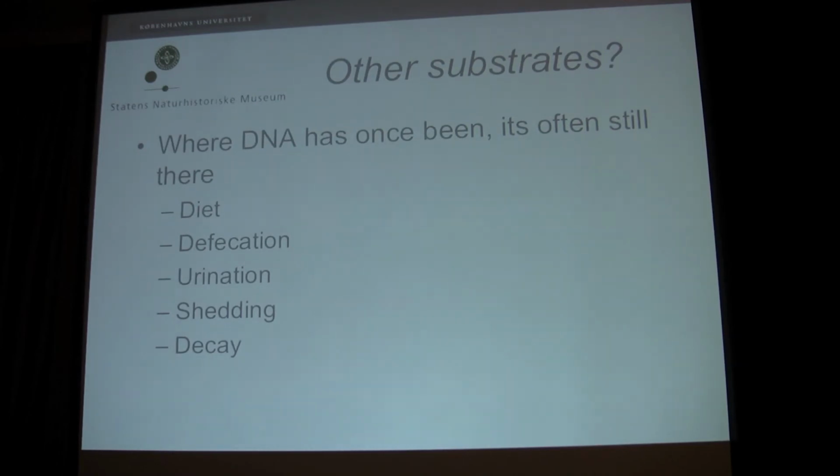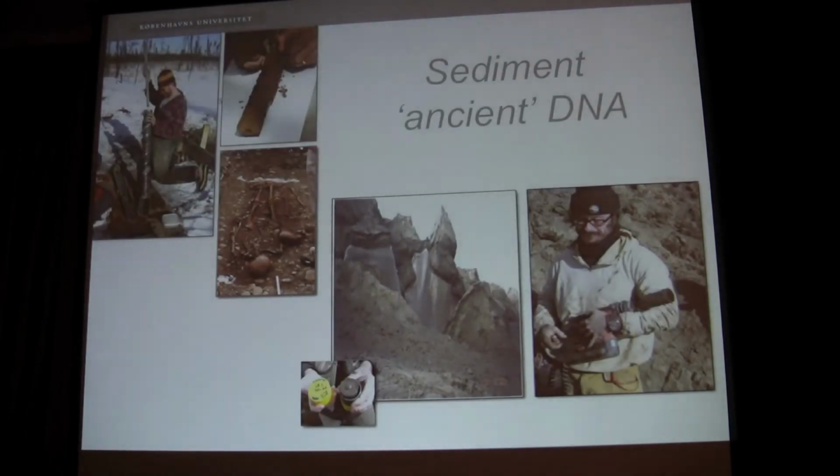And these are the kind of classic substrates people are looking at to try and see what's going on. Anything to do with the diet, like feces, for example, so defecation. Urination, when an animal pees on the ground, it will pee out DNA, and you might be able to find the DNA if you analyze the ground. A lot of shedding hair, shedding skin, and so on, and decay.